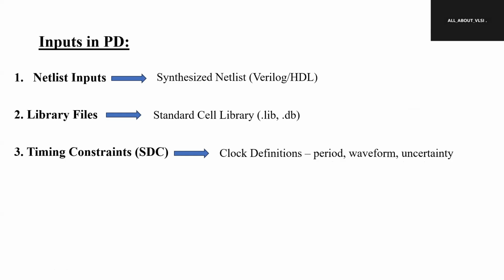Okay. And then the technology file consists of complete information about the metal layers, right? What is the width of the metal layer, the height of the metal layer, and the color of the metal layer. All these things, and how many metal layers are present in our design. All this information is present in the technology file.